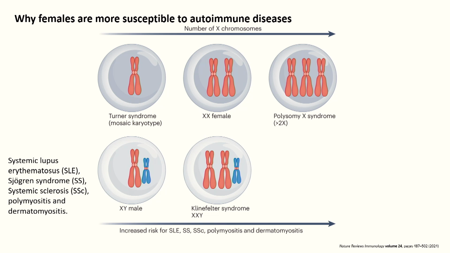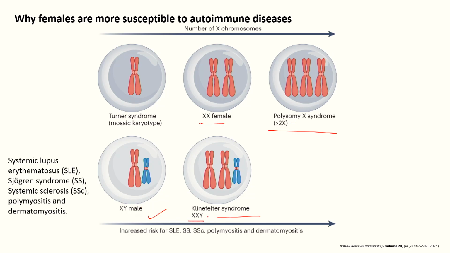Now, what is the contribution of the X chromosome in there? So in case of a normal female, we have 2 X chromosomes, while in case of a Turner syndrome like condition, we have only a single X chromosome. While in case of polysomy, we have another set of X chromosomes. So there are 3 X chromosomes in a cell, and therefore we have a polysomy condition.